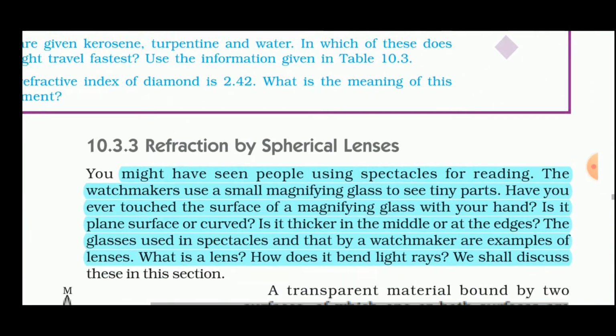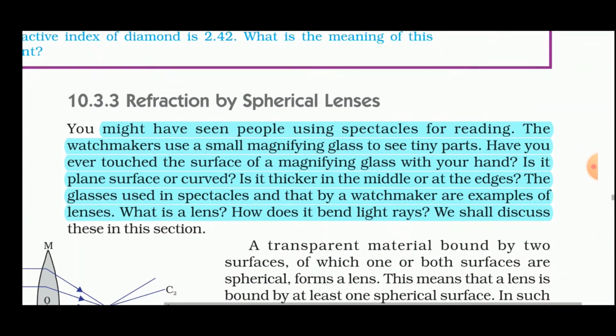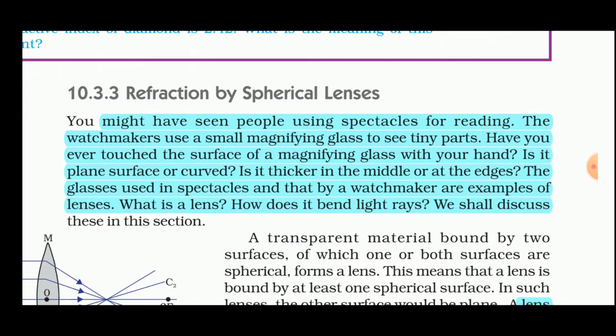Now next we will see refraction by spherical lenses. Spherical lenses means, you must have seen people using spectacles. These spectacles are made up of lenses, and those lenses are spherical lenses. Also in the microscope, you must have seen that lenses are there. Those lenses are also spherical lenses.